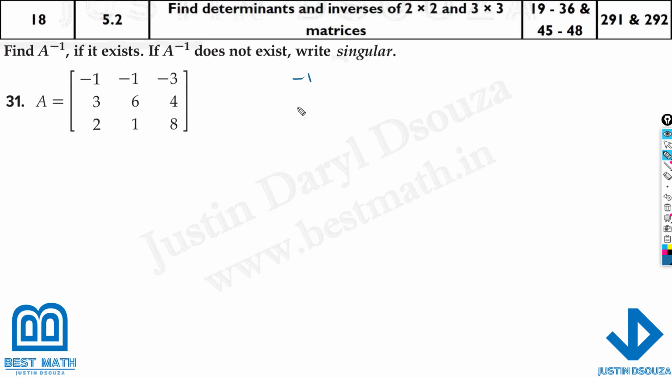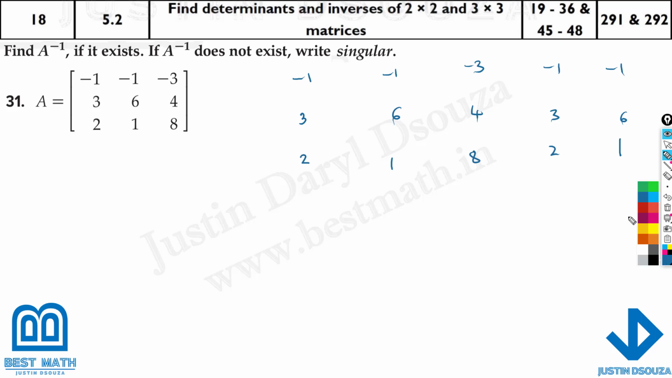Write the matrix -1, 3, 2, -1, 6, 1. Then we have -3, 4, 8. I've written only the 3 columns. You need to repeat these columns. The first column here, again, I'll repeat it. First and second only, not the last one. So again, you're writing -1, 3, 2, and lastly, -1, 6, and 1.